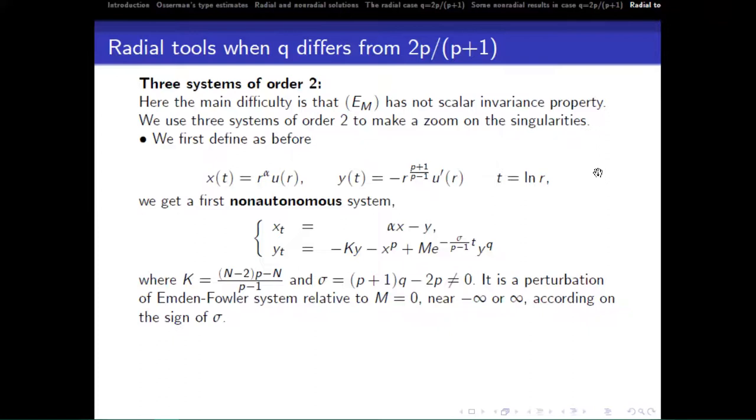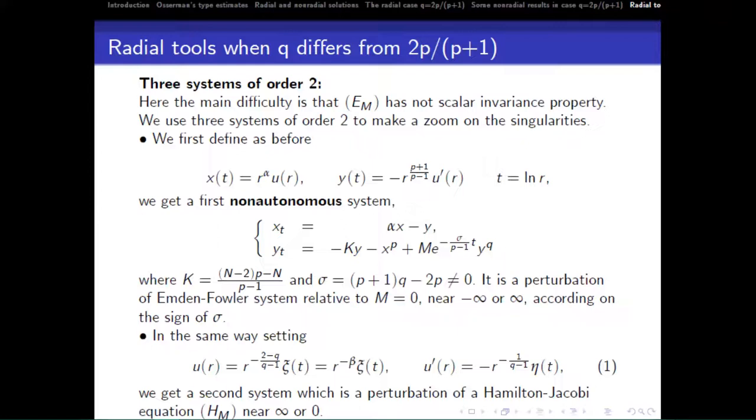So I said in the radial case when q is not equal to 2p over p plus 1, we introduce three systems of order 2 in order to make a zoom on each type of singularity. The first system uses the same variables as before. The system is not autonomous, where it is of this form: x_t is alpha x minus y, y_t is minus k, k has been defined before, minus 6p, but now there is an exponential here. Sigma is (p plus 1)q minus 2p, it is not equal to zero.